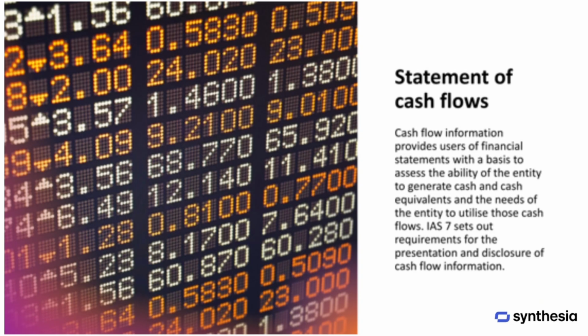The statement of cash flows provides users with essential information to assess an entity's ability to generate cash and cash equivalents, as well as its need to utilize those cash flows. IAS 7 establishes the requirements for presenting and disclosing cash flow information. This information helps users understand how the entity generates and uses cash, which is vital for assessing its financial health, liquidity, and future financial obligations. The statement categorizes cash flows into three main activities: operating, investing, and financing, allowing for a clear picture of the entity's cash movements during the reporting period.